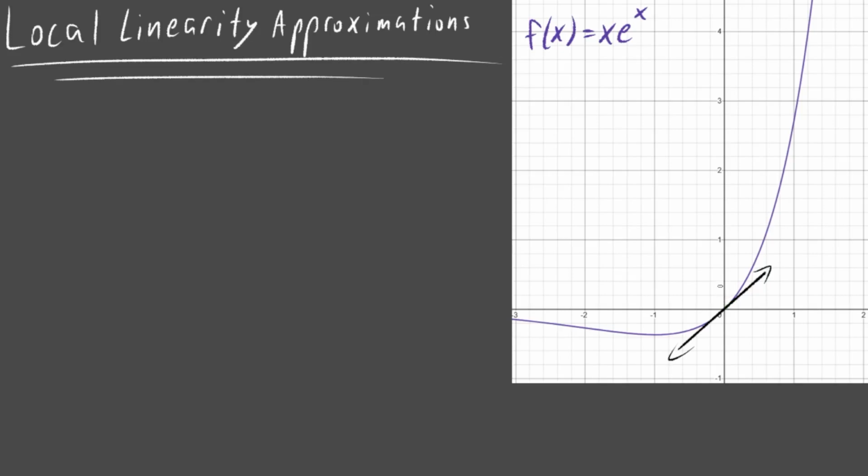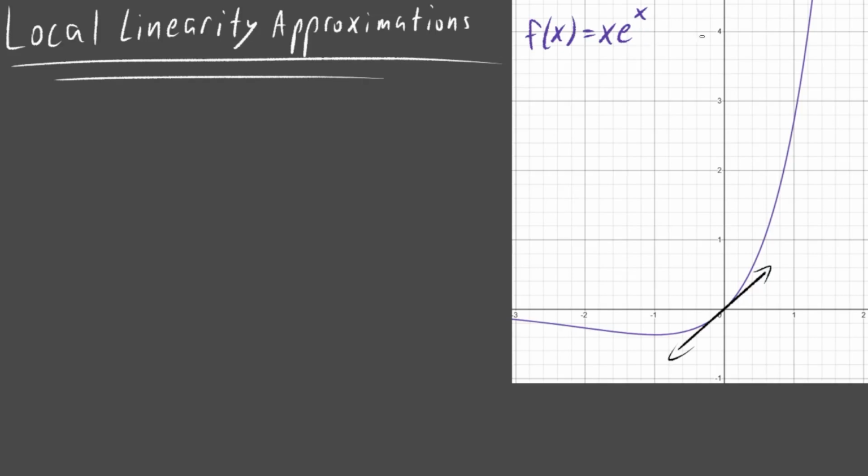So the idea is that if we can find a tangent line to a function around here, we can essentially use the tangent line to approximate values that would otherwise be difficult to do if we didn't have a calculator or something like that. So that's what I'm going to do in this video. First things first, let's find the equation for the tangent line to this function over here at x equals 0.